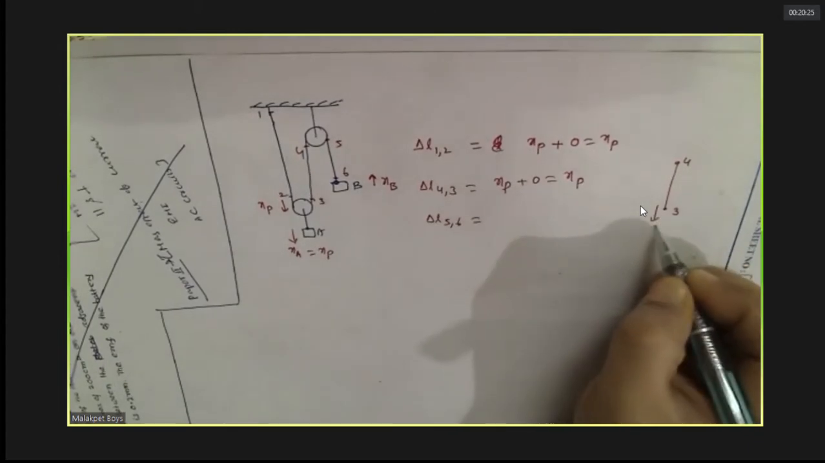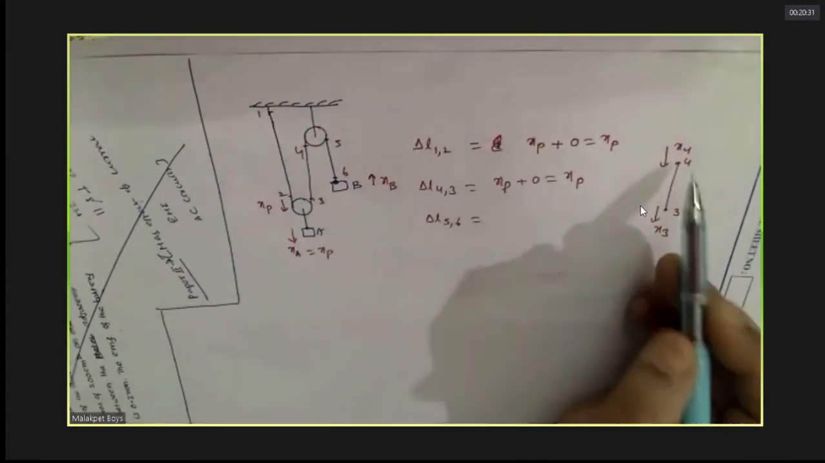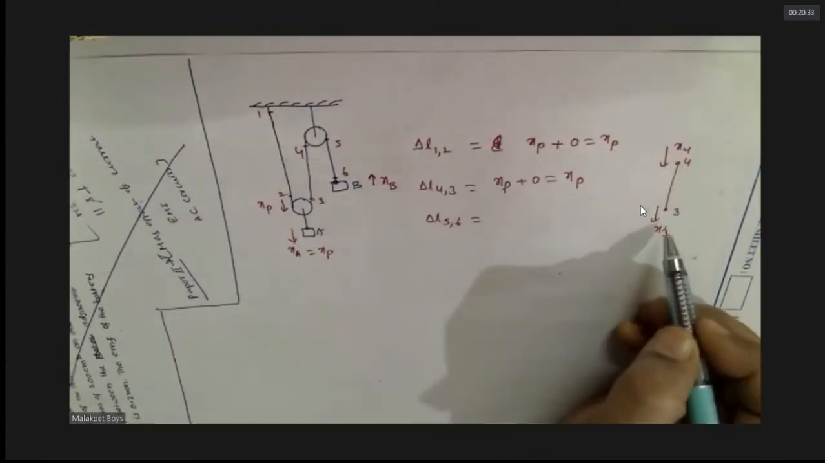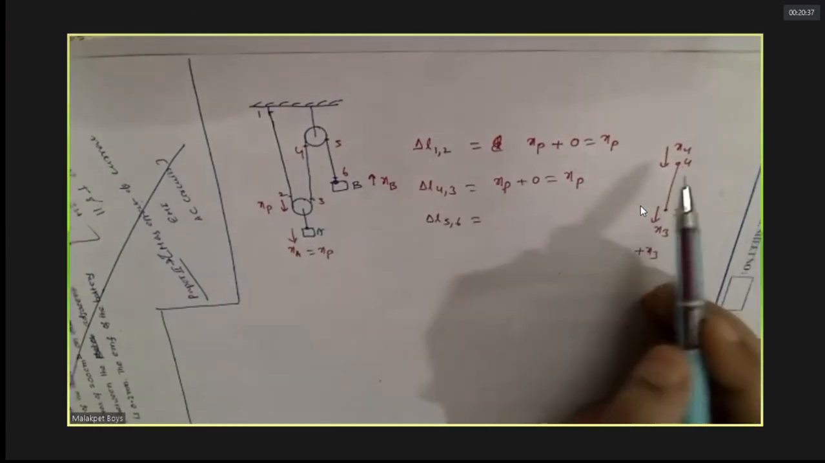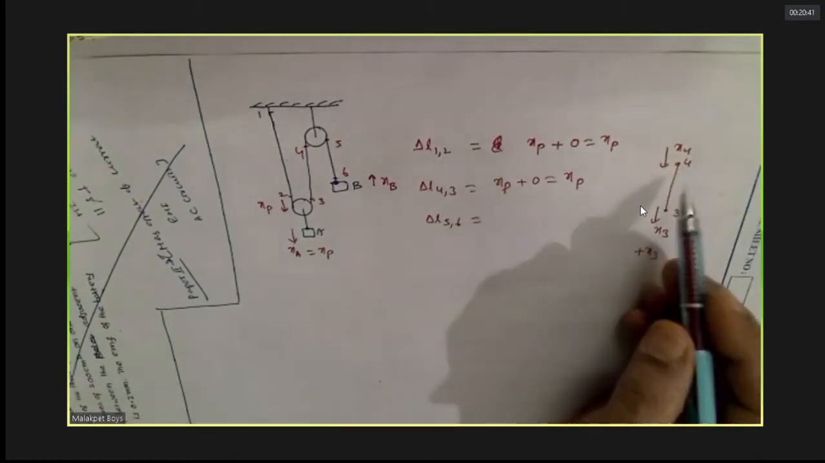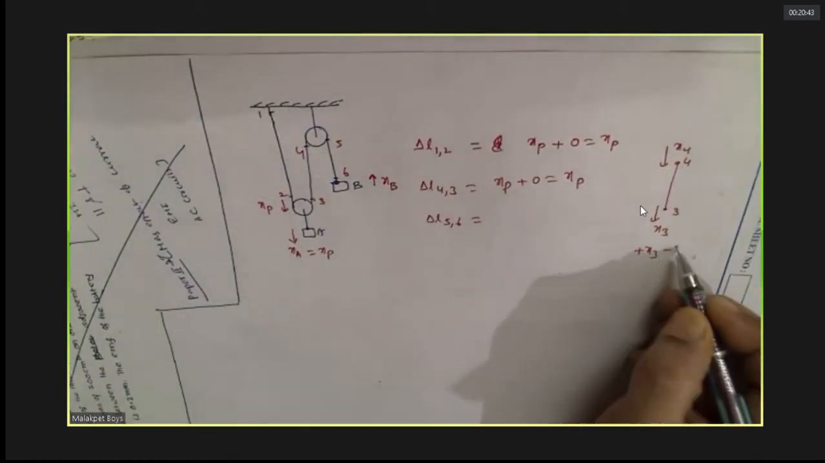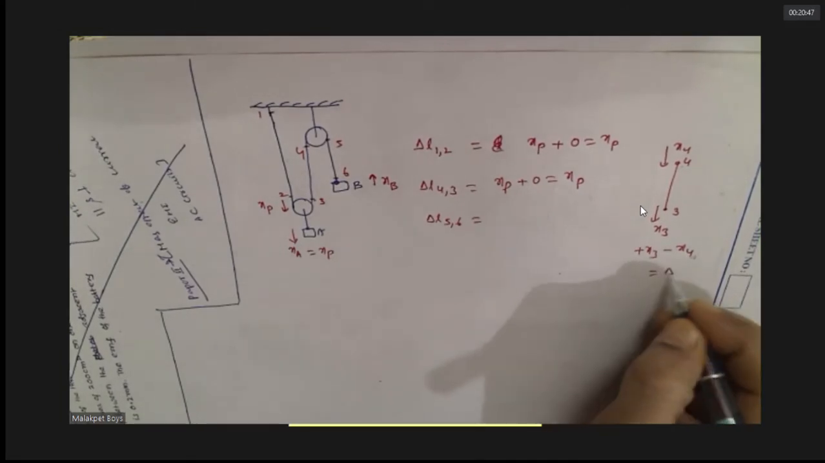Suppose this moves by x3, this moves by x4. What I told, assume that 4 is fixed. When x3 moves, it will be increasing now. When x4 comes, assume that this is fixed. x4 will decrease the string now. This is the total change in length now.